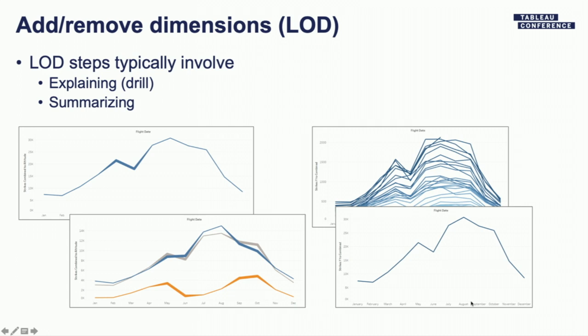On the left is an example of drilling in from my story, and you typically drill in to try and explain something. In that particular one, there was this weird dip in May to June, and it turns out that adding in a dimensional breakdown by elevation helped to explain that. The opposite is to remove a dimension, and that's really useful for summarizing. By removing the year on the right side, it helps to see that this effect is still there even when that dimension's removed.